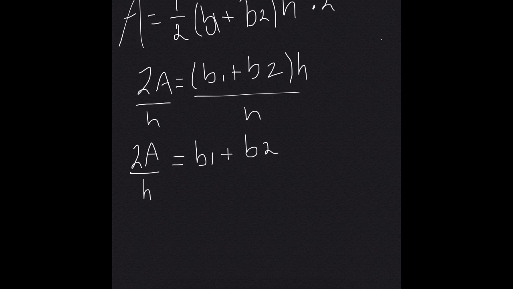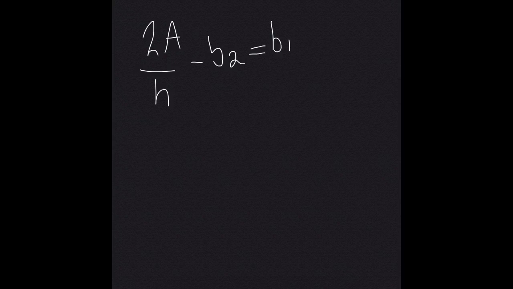And now our last step to isolate B1 would be to subtract B2 from the right side and subtract it from the left side. So it would be 2a over h minus B2 equals B1. That's how we solve number 5, just by isolating and switching sides. So we leave B1 by itself.